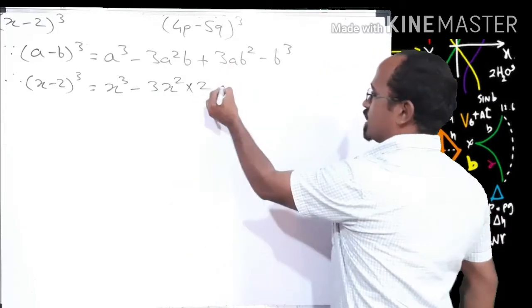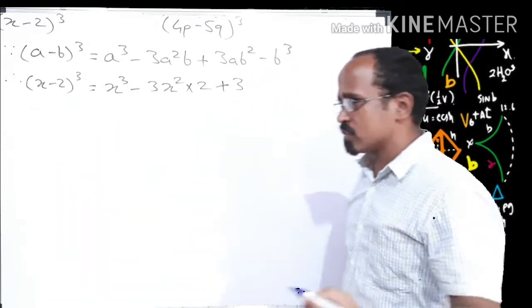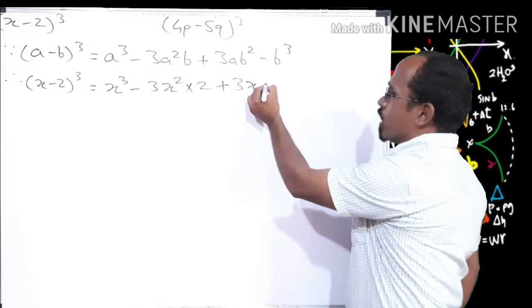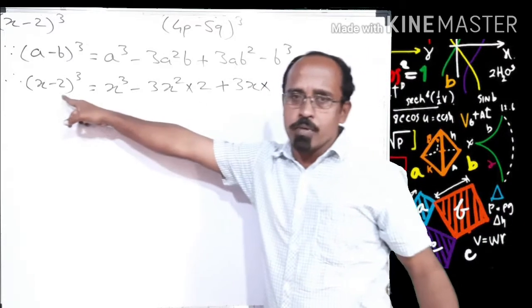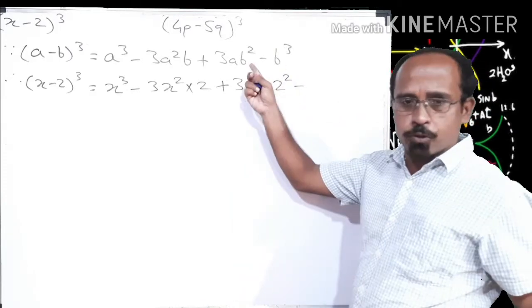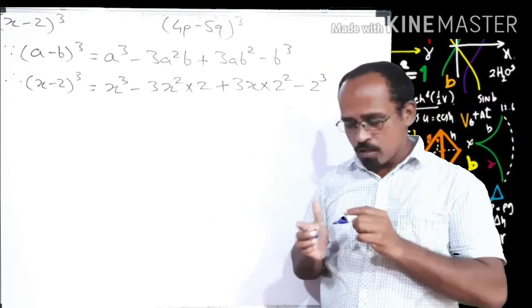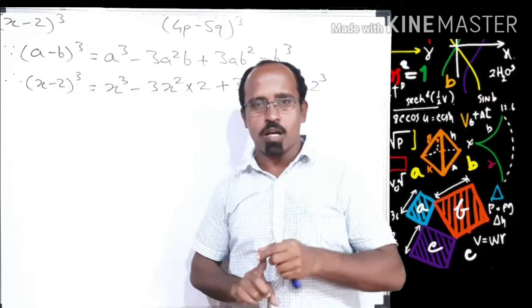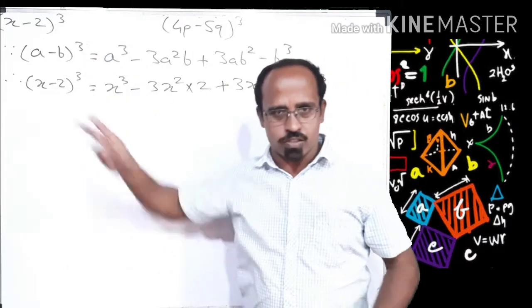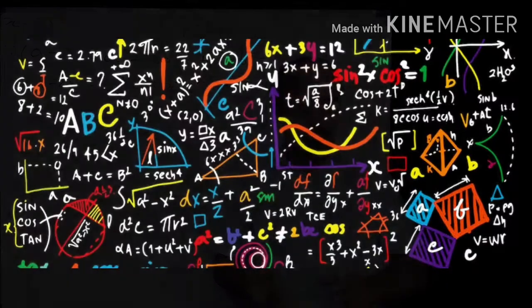Third term is plus 3 into a. A is what? X. 3 multiplied by x, directly we can write it as 3x into b square. What is the value of b? B will be replaced by 2. So that is 2 square minus b cube, and b will be replaced by 2, hence 2 cube. Clear? So first step, write the formula. Second step, replace the values in the formula by values in the question. Done. Now let's continue with the third and final step.